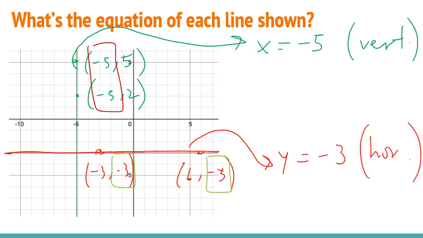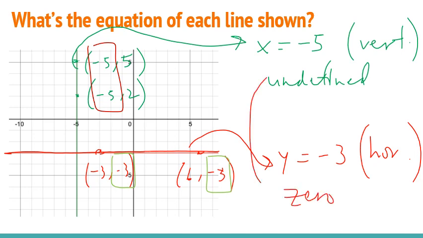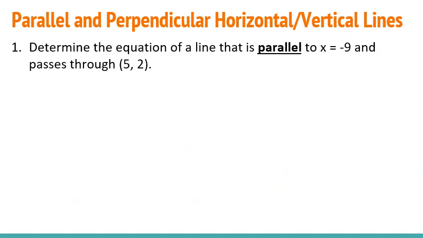Now, one last thing I'll end on here is, what's the relationship between these two lines? We don't see their slopes in their equations, but we do know that this slope is undefined because it's a vertical line. And then we know that this slope is 0 because it's a horizontal line. And we've learned previously that horizontal and vertical lines, 0 and undefined slopes, must intersect at 90 degrees. So you could also say that these two lines are perpendicular. Okay, let's do a couple practice problems.